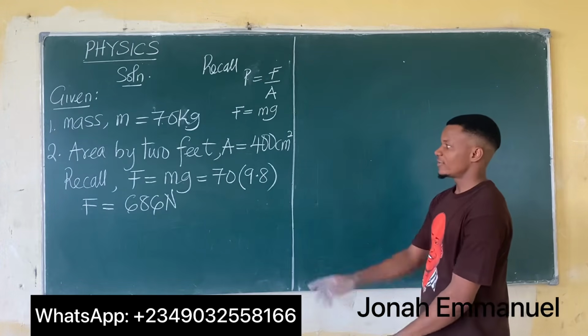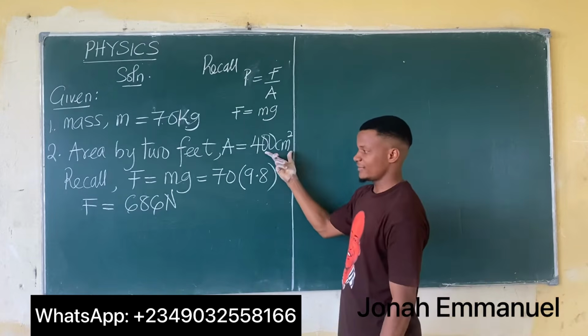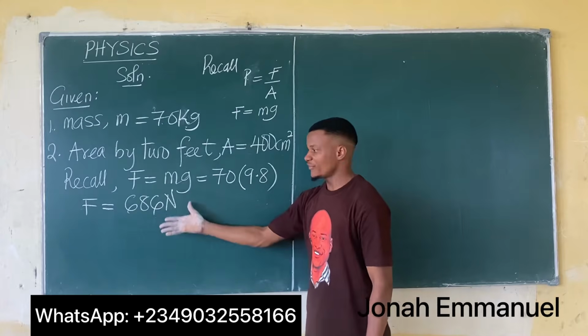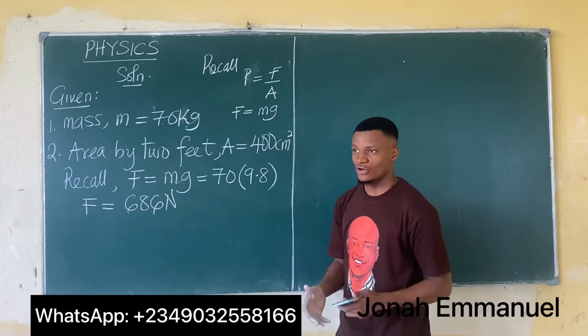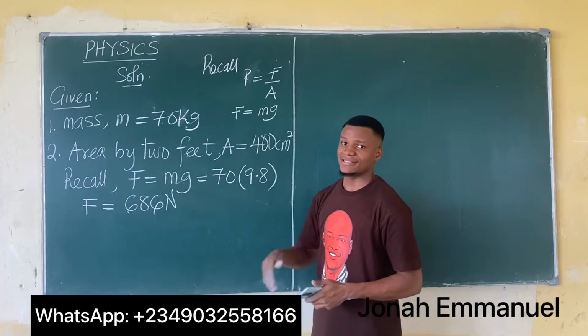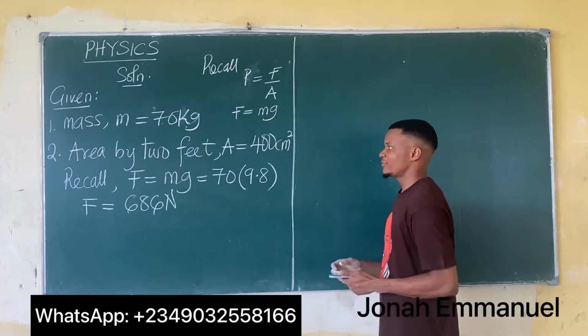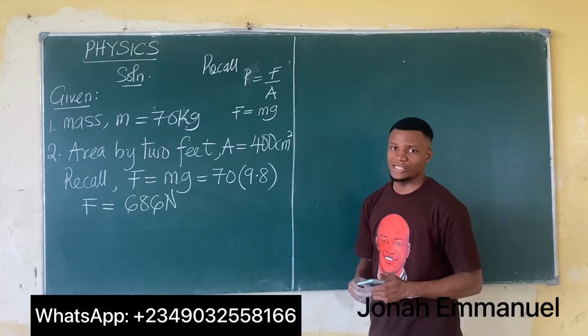So we have to convert from cm square to what? Meter square. Of course, you can still leave the area as cm square and solve. If I solve it this way, my pressure will be measured in Newton per cm square. But let's convert to meters. So the question is this, if I'm to convert from centimeters to meters, what do I do?